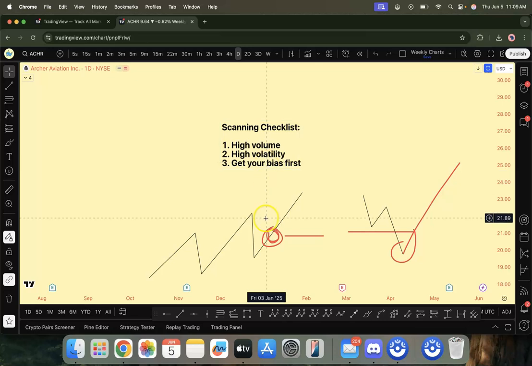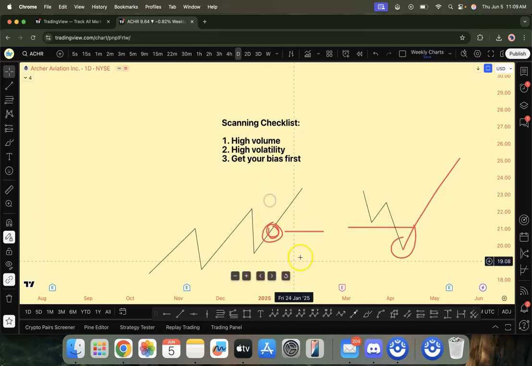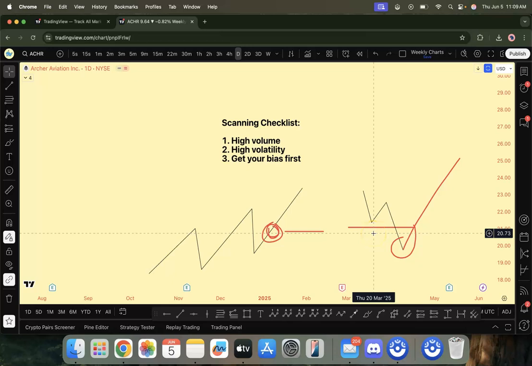So get your bias first. So what's the larger time frame saying? Is it in an uptrend? Okay, so in an uptrend, that means they're going to keep going with the trend and only look for buy positions, okay? So that's sort of how I look at it.